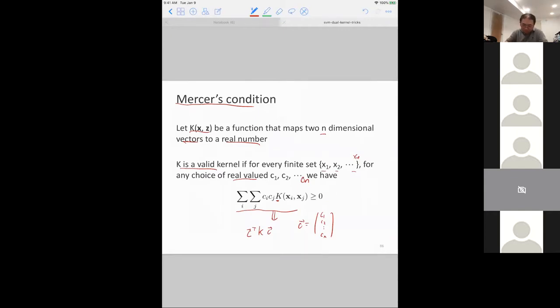So if you can show that your candidate function satisfies the Mercer's condition, then you can claim your candidate function is a valid kernel function. This is often used to show the function is a valid kernel. Okay?